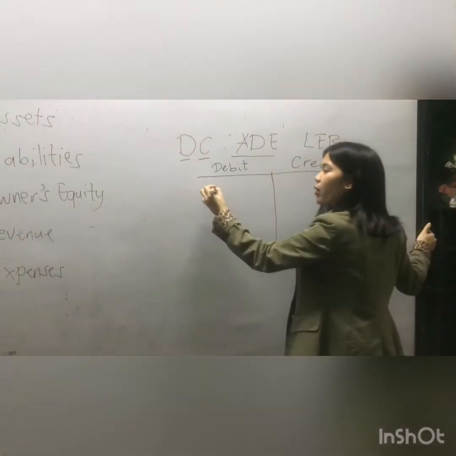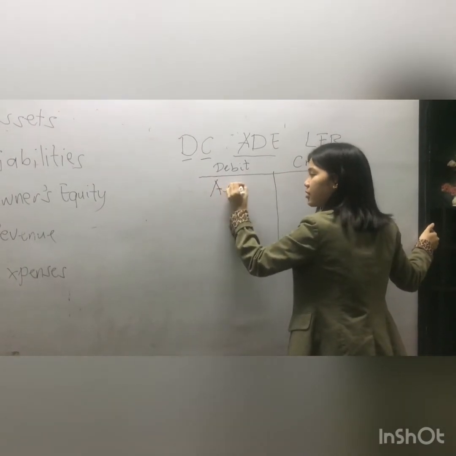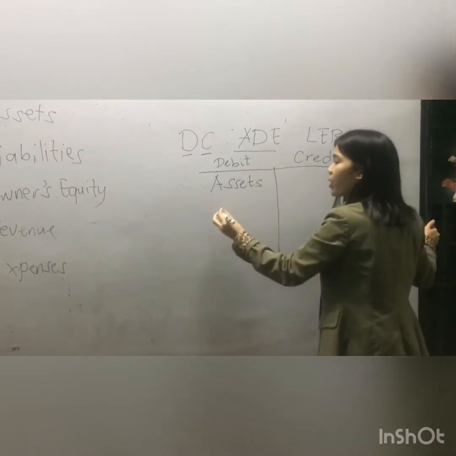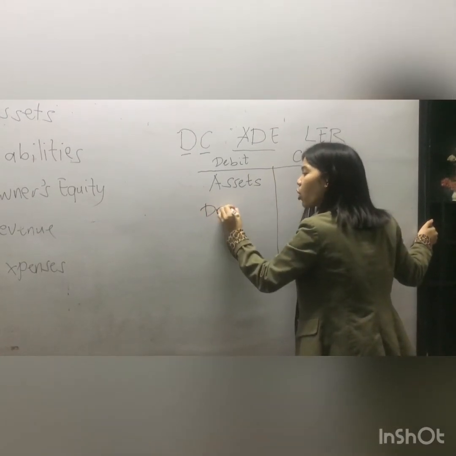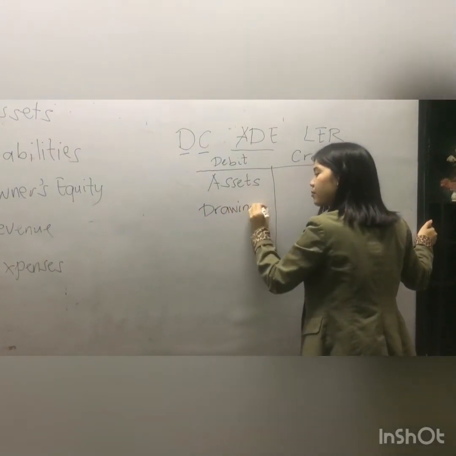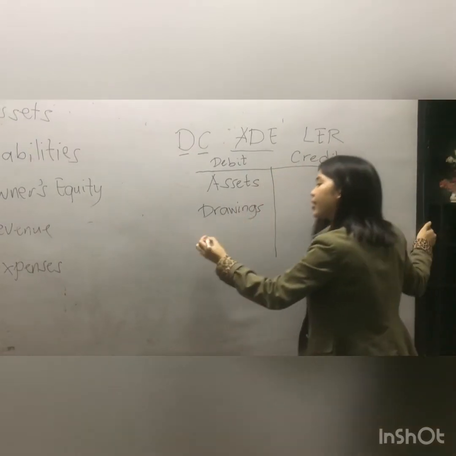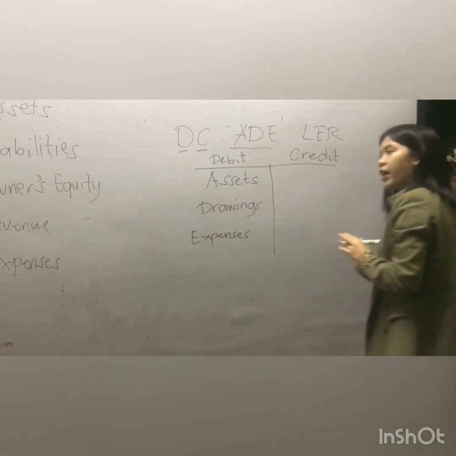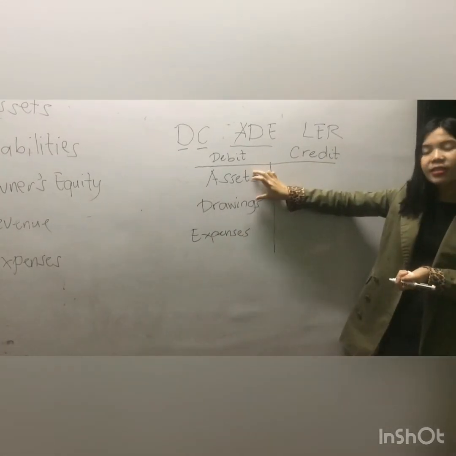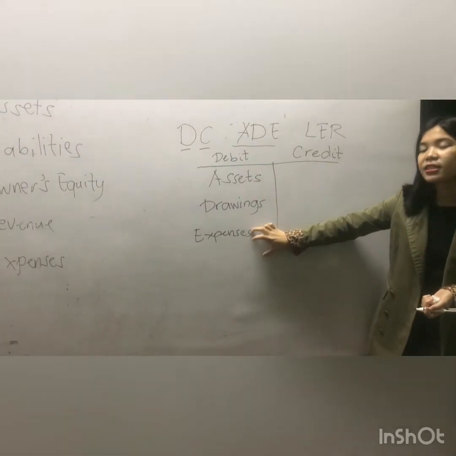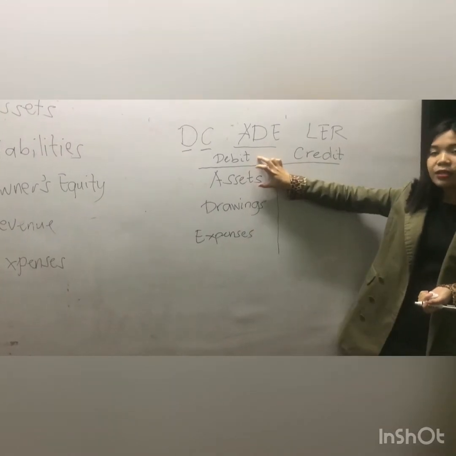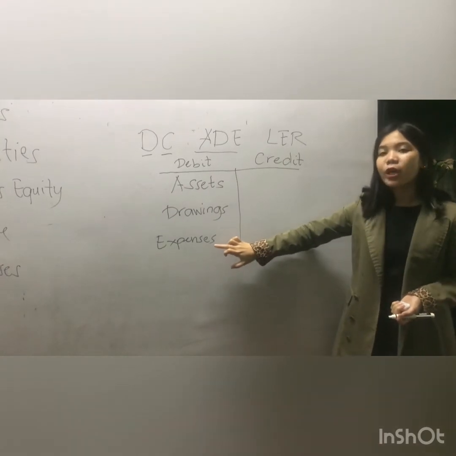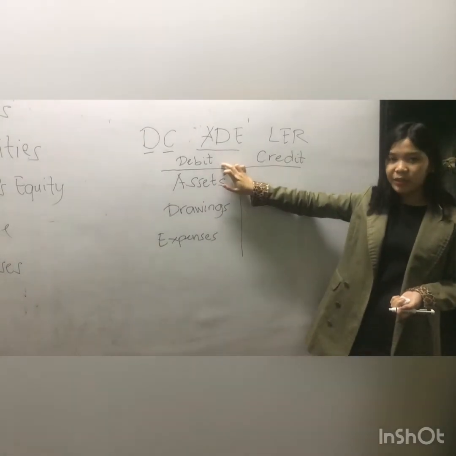Okay, let's move now to the ADE. ADE stands for assets. A stands for assets. Next one, D is for drawings. Next one, E is for expenses. Okay, all the assets, the drawings, and the expenses belong to the debit. So that means that asset, drawings, and expenses, their normal side is on the debit side.